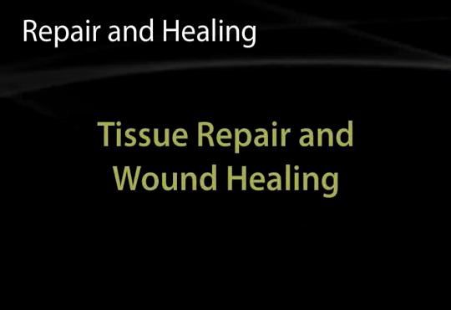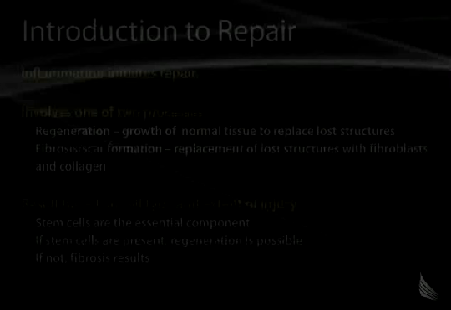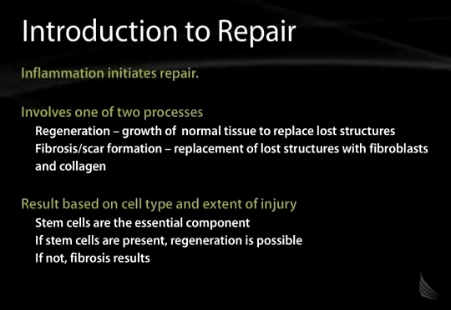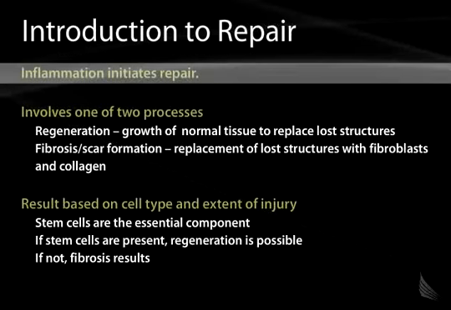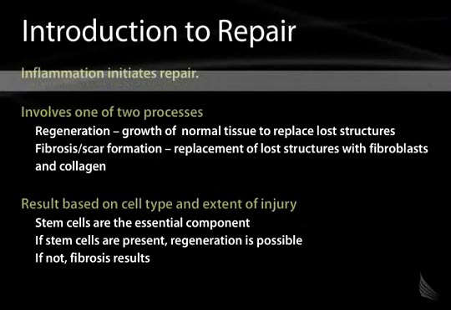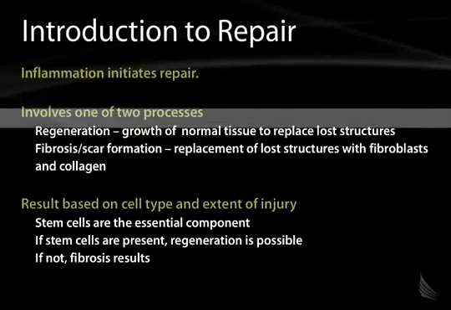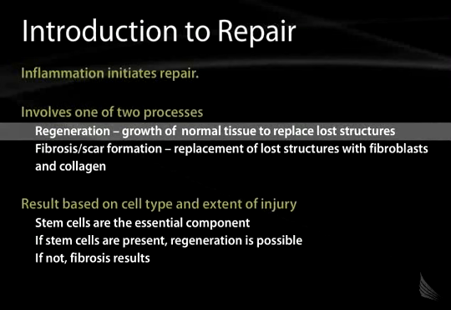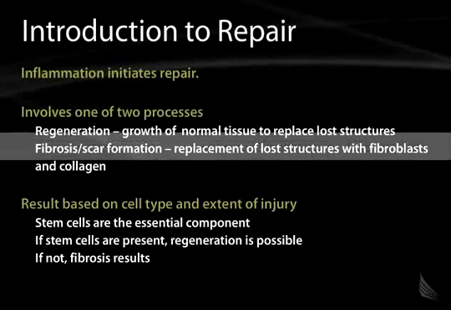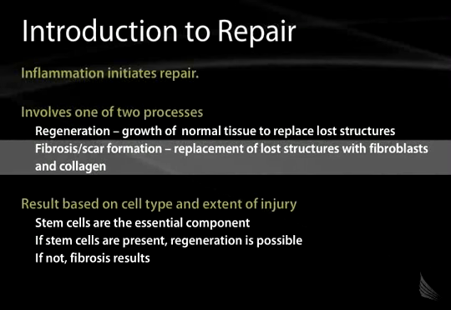In this section, we're going to talk about how the body is able to repair and heal damage to tissues. Repair is initiated by inflammation and by inflammatory mediators like cytokines, which are released from inflammatory cells. It involves one of two processes. One is regeneration. Normal tissue can grow to replace that tissue that was lost by damage or by inflammation. Or, alternatively, that lost tissue can be replaced by fibroblasts and collagen, forming a scar.